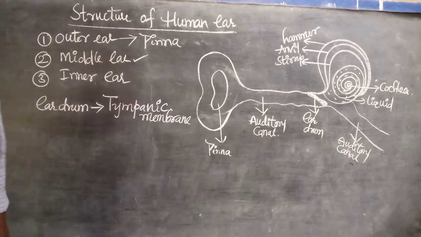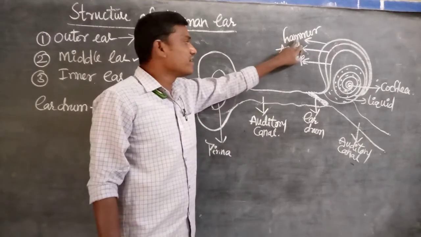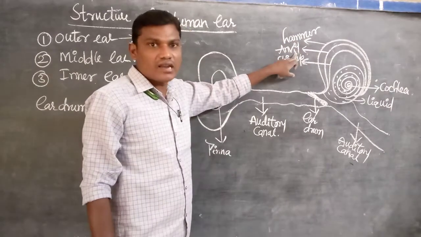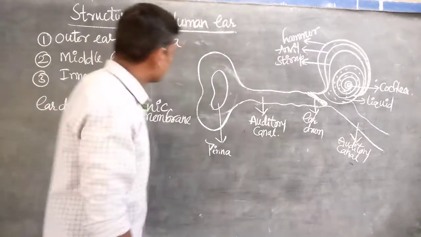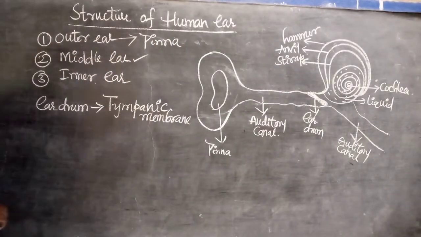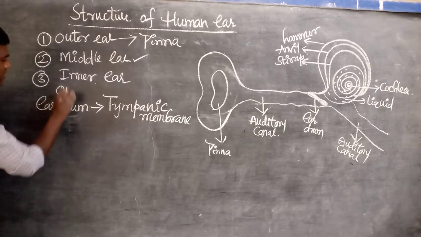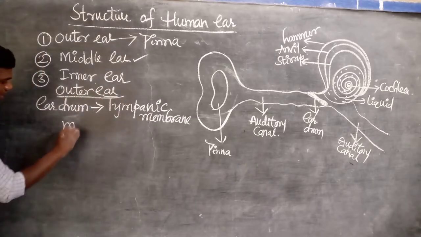The middle ear mainly contains three soft bones. Hammer, called the malleus. Anvil, called the incus, and stirrup, called the stapes. Listen very carefully. So that is the outer ear concept. Outer ear. Next one is the middle ear.